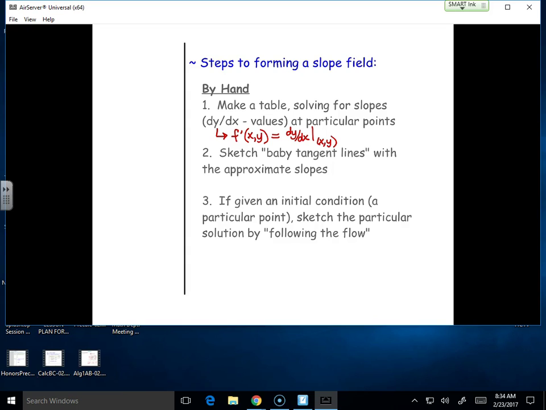Okay, coming back. Sketch baby tangent lines with the approximate slopes. You'll see it when we do it. And then if you're given an initial condition, if you're given a clue, then like I did in the one a second ago, we can not just have a general field of slopes, we can actually show the approximate graph of that particular solution. There are lots of slopes, not just one. So if you're given an initial condition, you can follow the flow and get the general gist of what's going on.